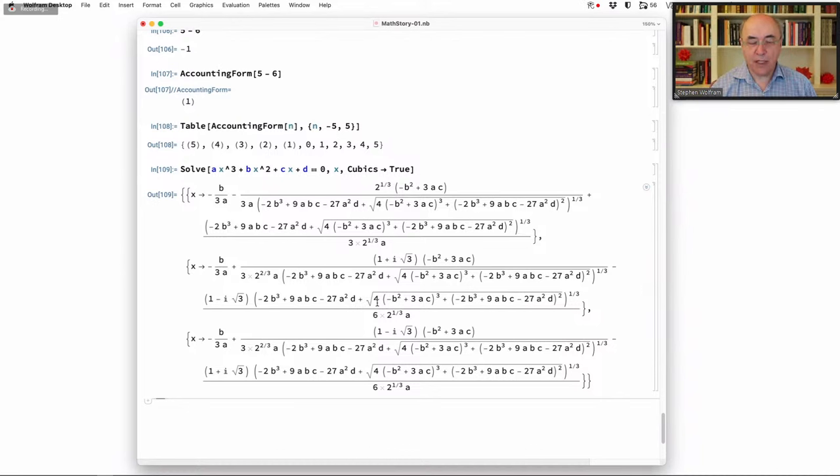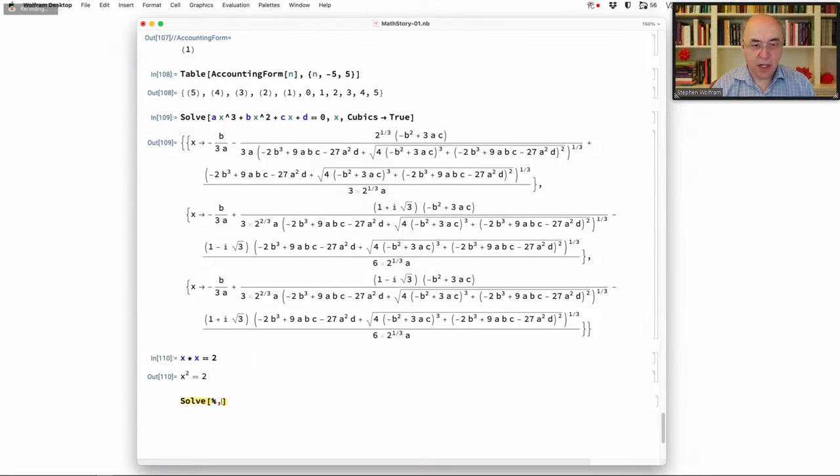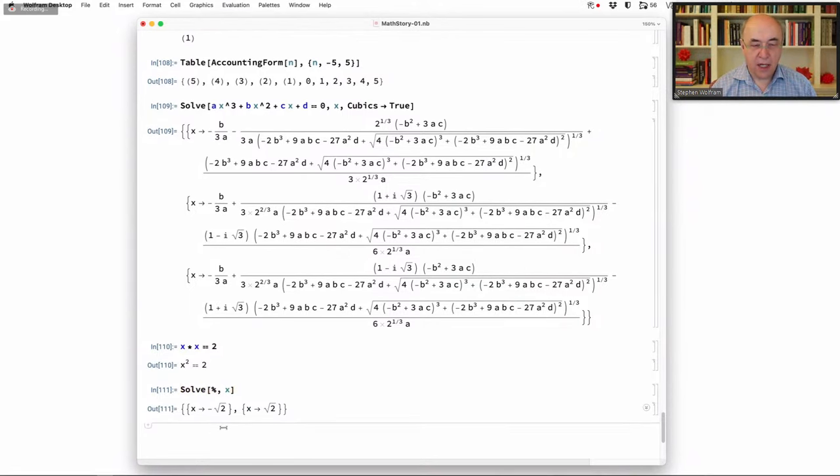But actually, he ran into another thing as well. If you look carefully at this formula, you will see a little i here. As many of you will know, that's the square root of minus 1. So here's what Cardano ran into. He said, x times x equals 2, great, we can solve that. And let's do x times x equals 4. We can solve that. That's all good.